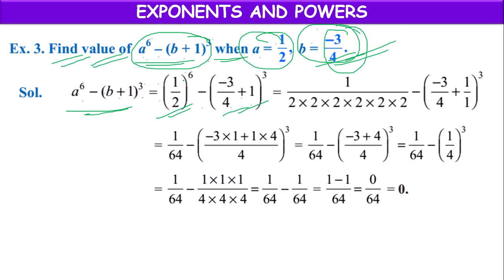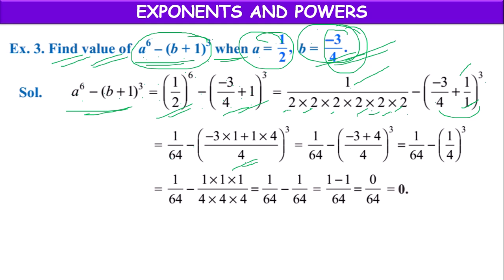So if we expand 1 by 2 whole power 6, 1 power 6 is same 1 only, because 1 raised to any power is always 1. 2 power 6 means 2 into 2 into 2, like that 6 times we have to multiply. Minus 3 by 4 plus 1, this one can be written as 1 by 1, whole cube. 1 by 2 into 2 into 2, 6 times equals 64. 1 by 64 minus, here let's take LCM of 4 and 1. LCM of 4 and 1 is 4.